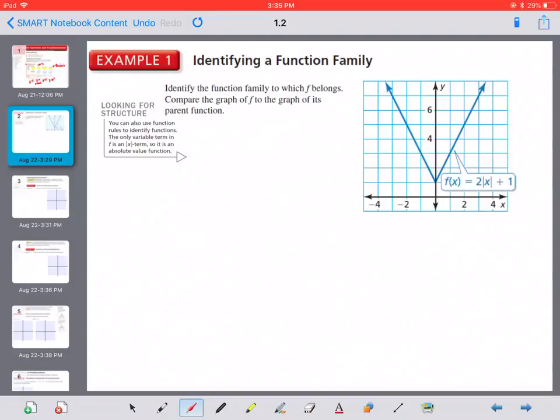Now, the first kind of questions you're going to see, example 1 questions, are identifying a function family. Based on the way they give you the equation or what the graph looks like, you have to say what family it belongs to. This one's V-shaped, so it's an absolute value.